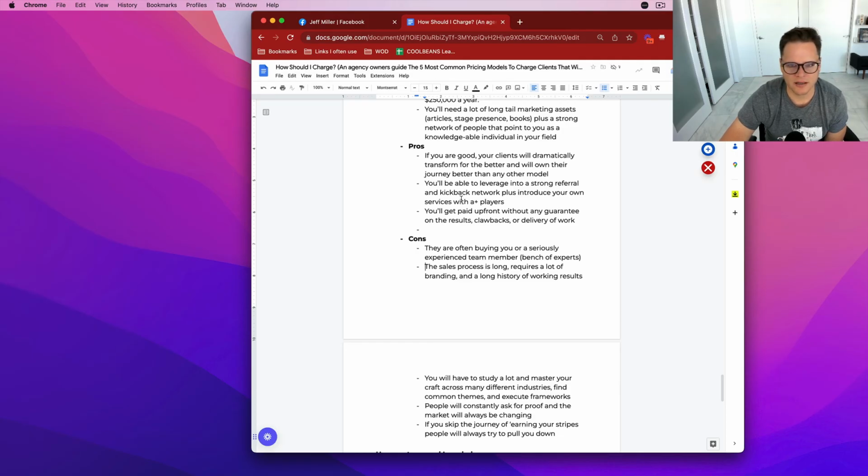Requires intense branding, intense relationships, and a long history of working results. You'll have to craft and study a lot. Like, you'll have to master what you do and how you do it across many different industries. Find common things, execute frameworks, and people will constantly ask for proof. And the market will always be changing. So it's not like you can just do one thing and then 3 years later it's relevant. No, it's going to be changing all the time. So you have to constantly be reading those articles.